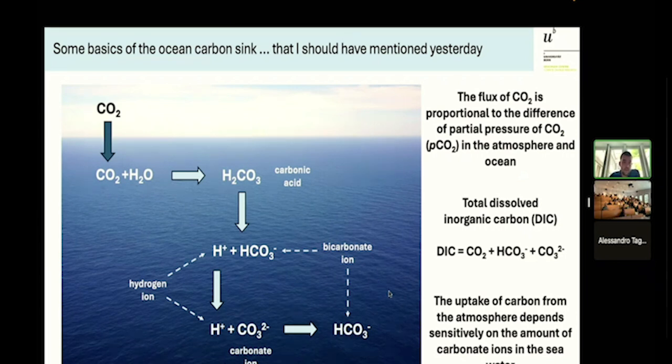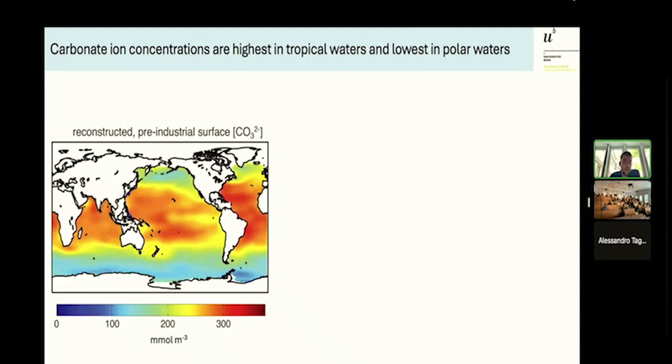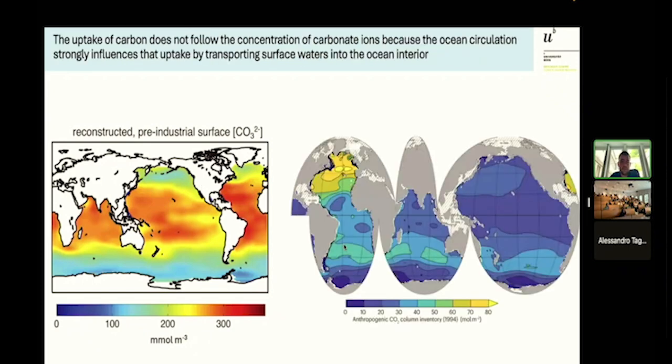And then if we just look at the carbonate ion concentration, we would expect that the uptake of carbon is highest in the tropical oceans and lowest in the polar oceans. But if you look at the storage, where the anthropogenic carbon actually goes, we see it goes mostly into the North Atlantic and the Southern Ocean, as I said yesterday already. And this is because it's not only the atmosphere-ocean equilibrium, but it's also, or mainly, how the ocean brings the carbon below the surface and replaces the surface water by older, deeper waters.